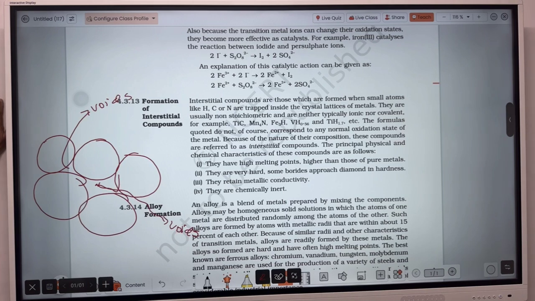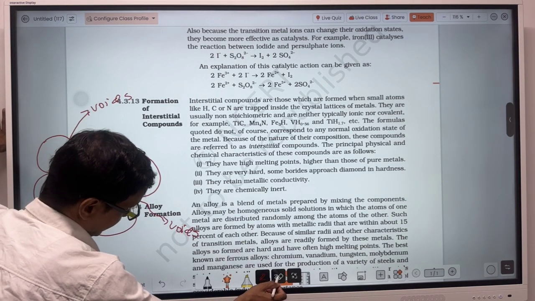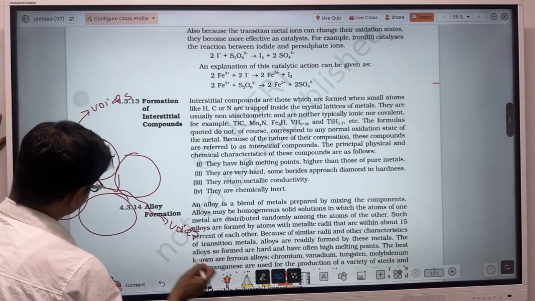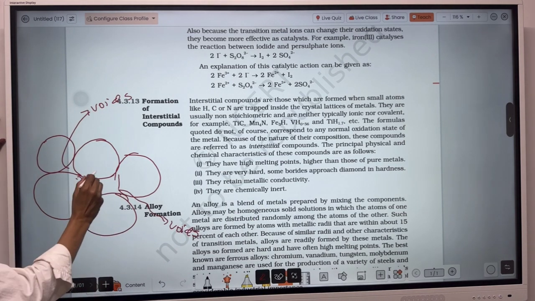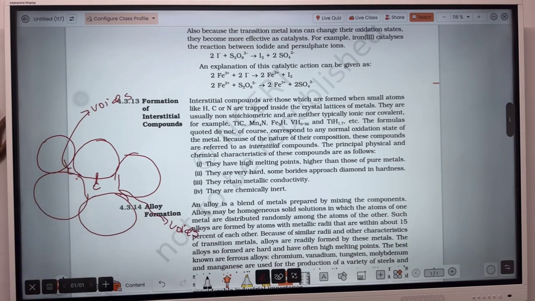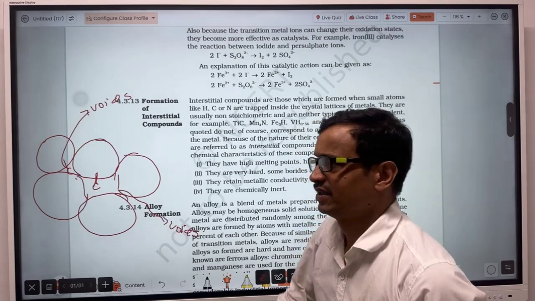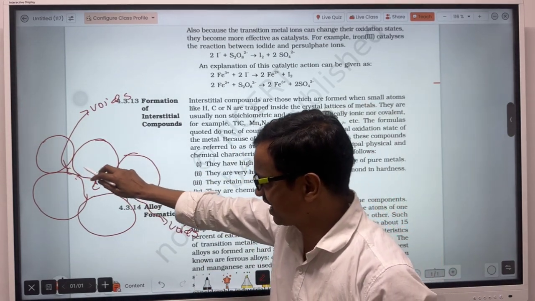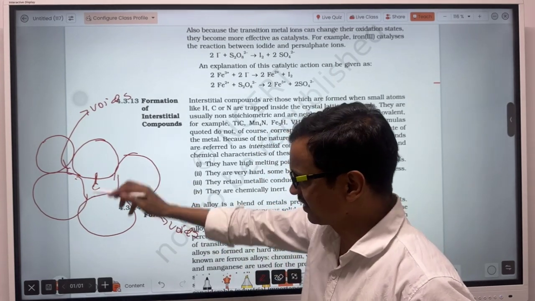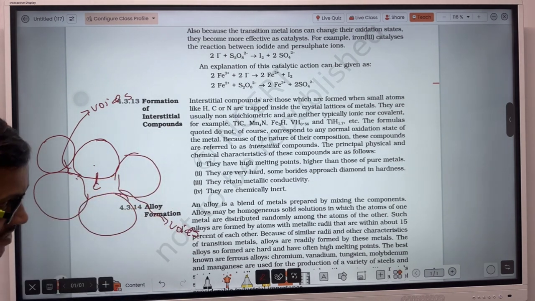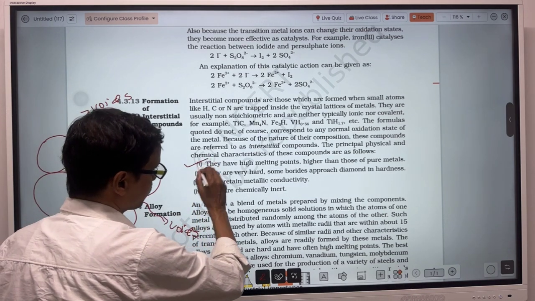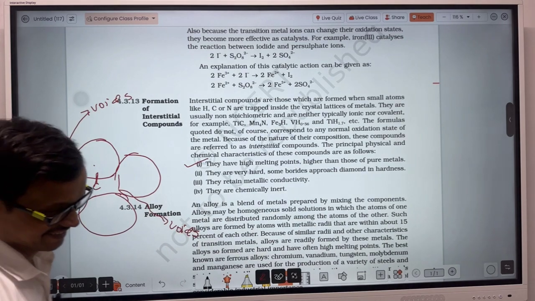In these voids, in this empty space, small atoms like hydrogen, carbon, etc., get embedded. Like carbon here, and then bond formation takes place. Suppose here carbon bond formation takes place. So these compounds are called interstitial compounds, because in the voids of the transition metals, small sized non-metals get embedded, and then bond formation takes place between the transition metals and the small sized atoms. That compound is called an interstitial compound. Here are some examples of interstitial compounds, about which we will discuss. They have high melting points, higher than those of pure metals. Here, can you say why that happened?